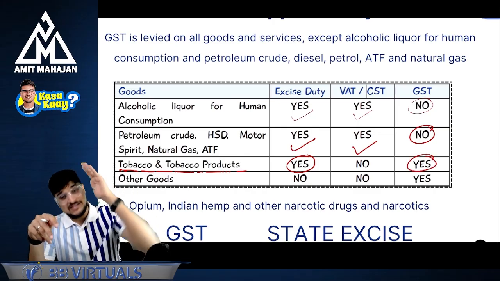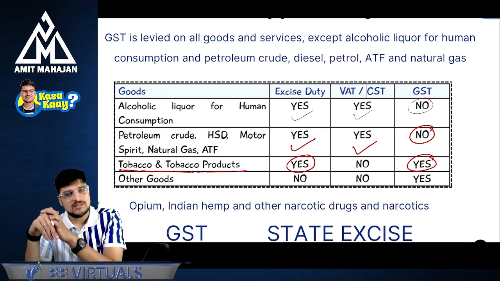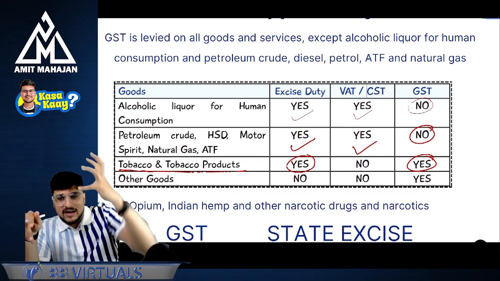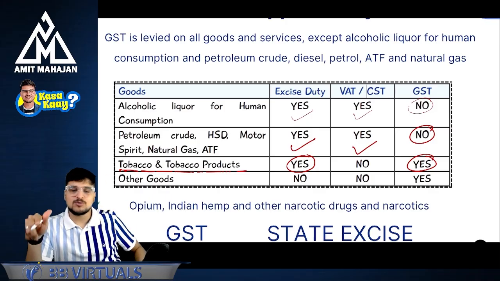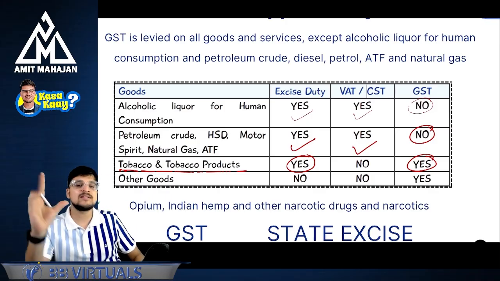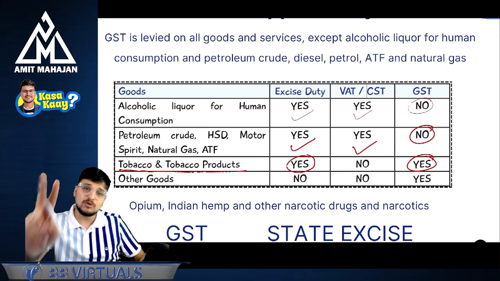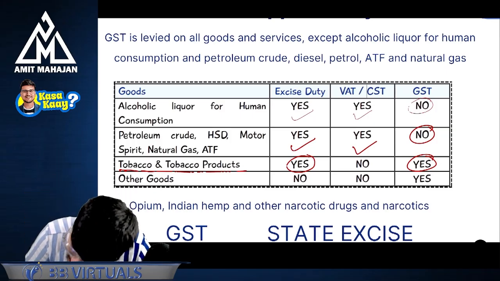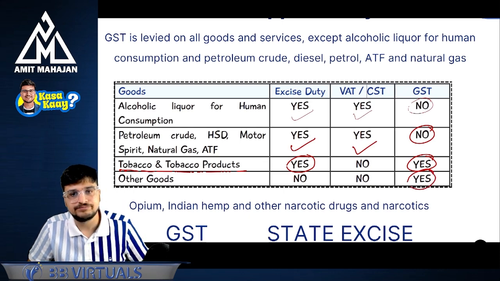Matlab, GST is applicable on tobacco and tobacco products, but they have kept the right to charge excise duty also. So both the things are charged, excise duty and GST. And for other goods, only GST is charged.